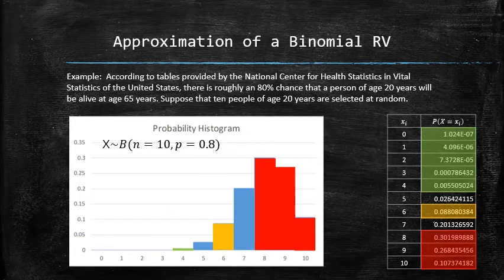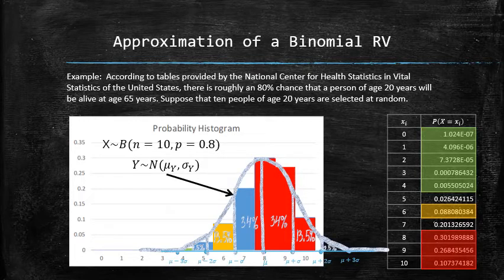Does the overall shape of the histogram remind you of anything? Yes, it does look like a normal probability density curve. But which values of mu and sigma give us the best approximation?